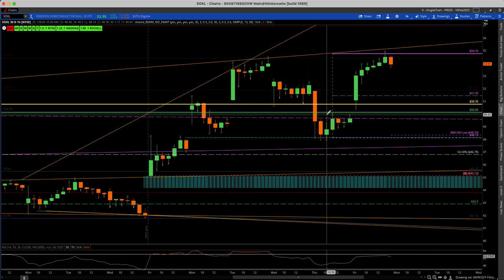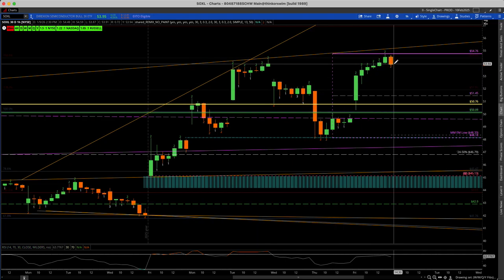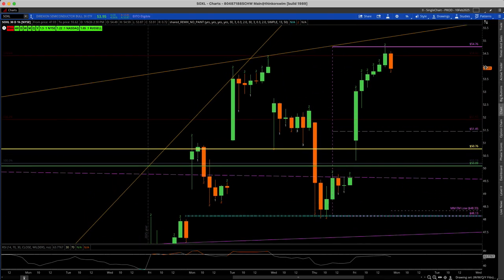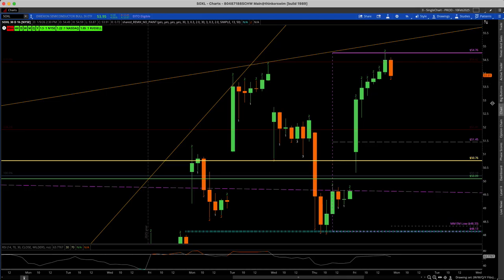We're not necessarily in an uptrend yet because we don't know if this 2 down at the end of the day is going to be put in as a higher low.